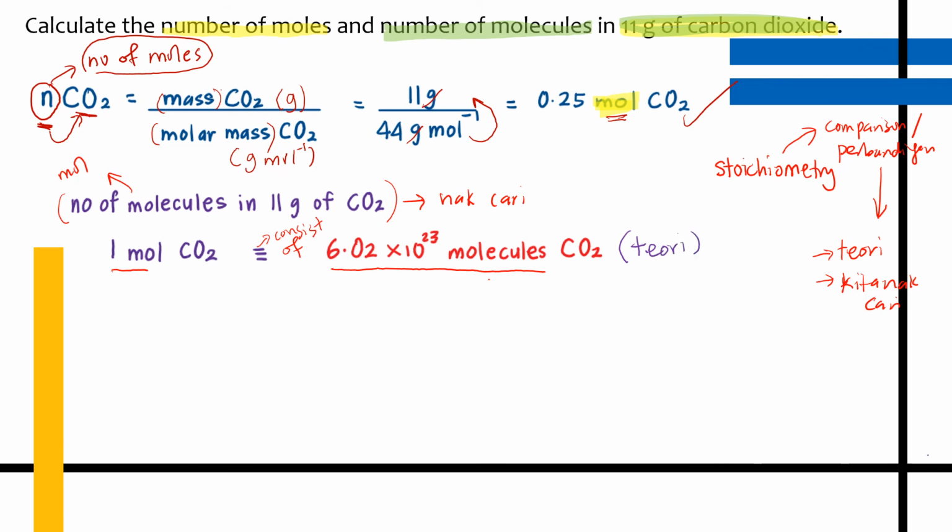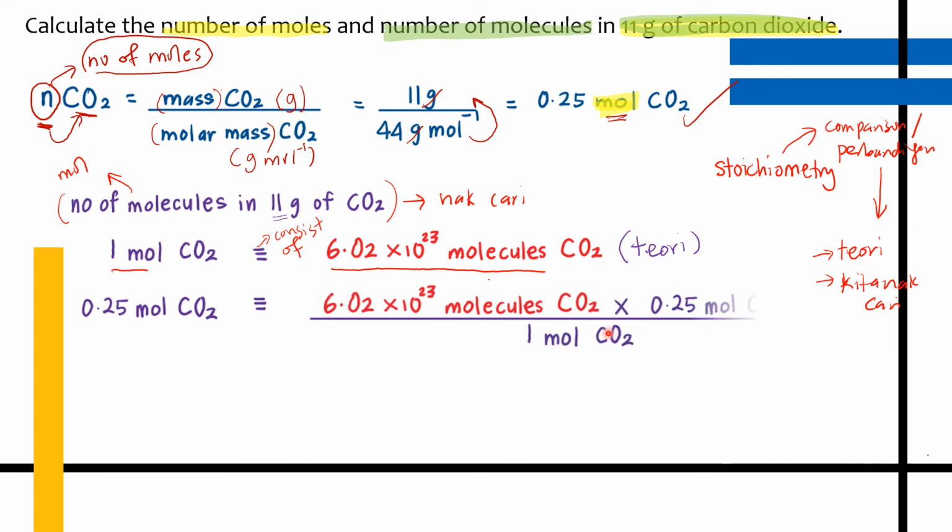Okay, daripada soalan, kita nak cari apa? Kita nak cari dalam 11 gram. 11 gram tadi, berapa number of mole dia? 0.25. So, inside 0.25 mole of carbon dioxide, berapa banyak molekul carbon dioxide yang ada? Okay, jadi macam mana kita nak buat comparison? Okay, so this will be the calculation. Macam mana saya dapat satu equation calculation dekat sini? Okay, macam mana saya dapat ni?